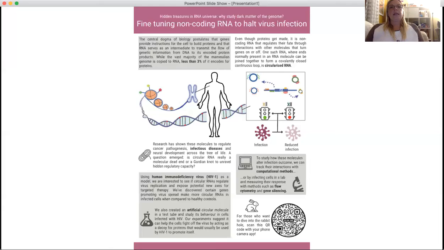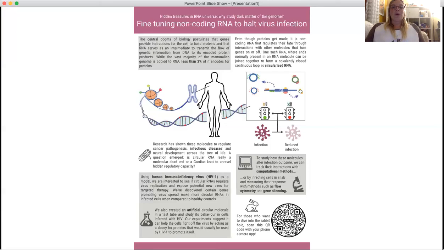Another thing that we did is we've created an artificial circular RNA molecule, and we've created it in a test tube. And we can put these molecules into infected cells and monitor what happens. And what we noticed is if we put this artificial molecule, the infected cells actually get help to fight off the virus. We think that is because this artificial molecule acts as a decoy for proteins that the virus itself would usually utilize to promote its own spread.